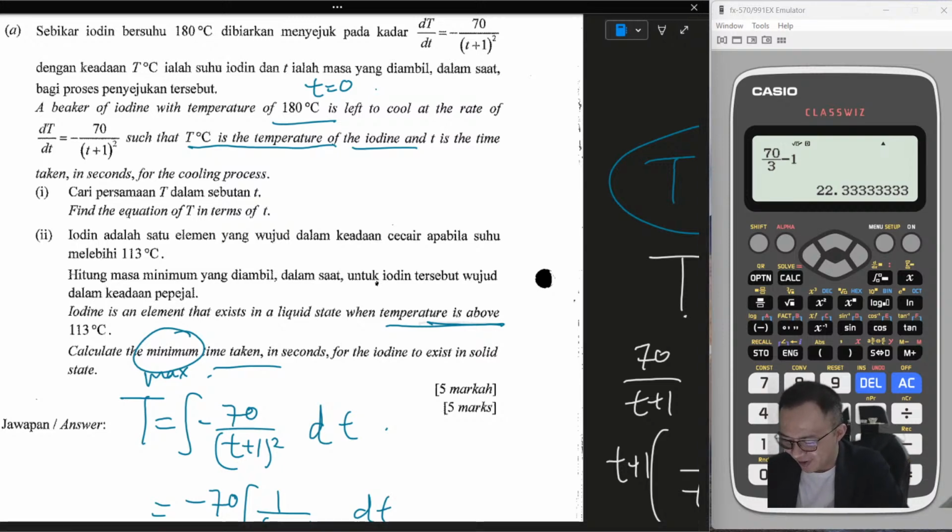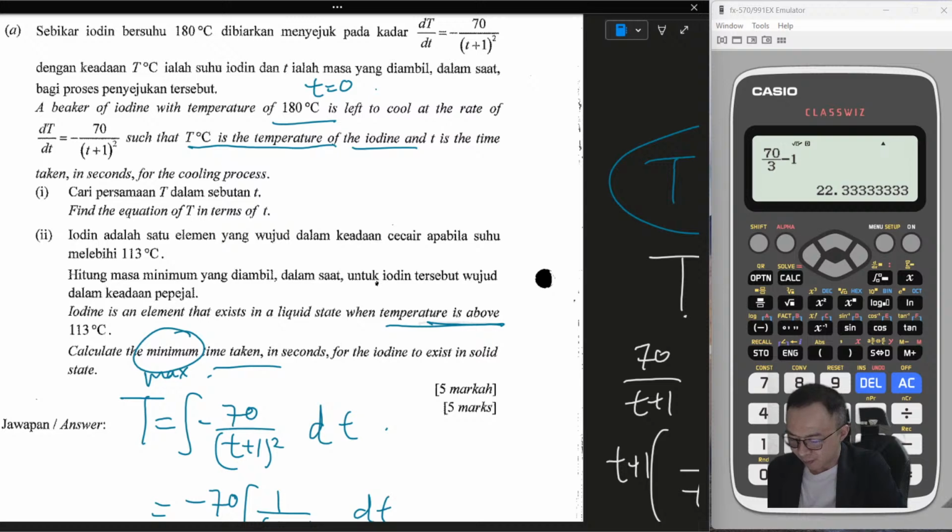Okay, let me see the question one more time. Temperature 180, left to cool at the rate of this one. T is the temperature of the iodine. So they want it cooling, so it's a cooling process. So the one is a liquid, I cool already, and then it becomes... So the liquid exists when it is above 113, it will become a.